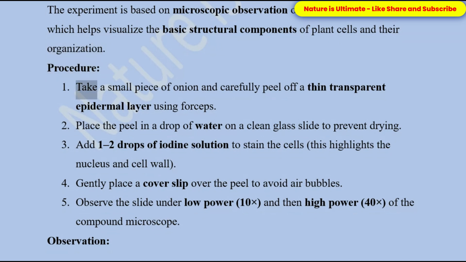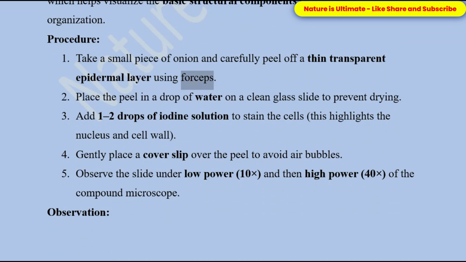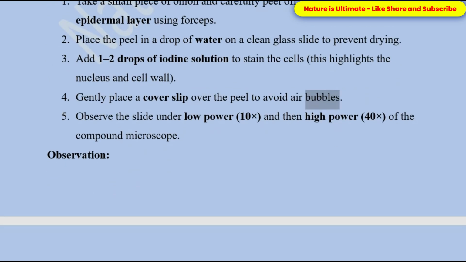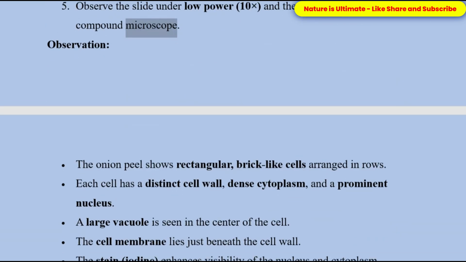Procedure. Take a small piece of onion and carefully peel off a thin transparent epidermal layer using forceps. Place the peel in a drop of water on a clean glass slide to prevent drying. Add 1 to 2 drops of iodine solution to stain the cells; this highlights the nucleus and cell wall. Gently place a cover slip over the peel to avoid air bubbles. Observe the slide under low power, 10x, and then high power, 40x, of the compound microscope.